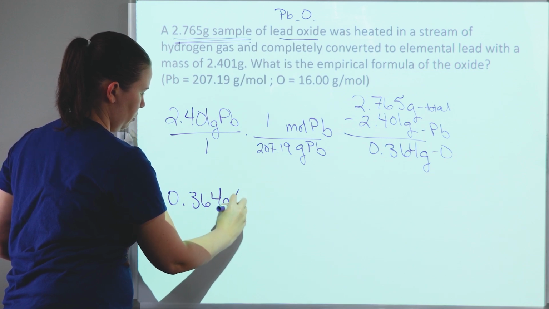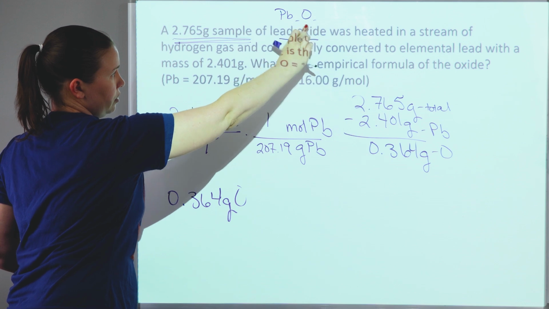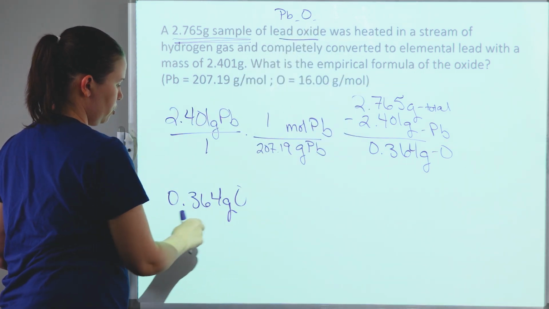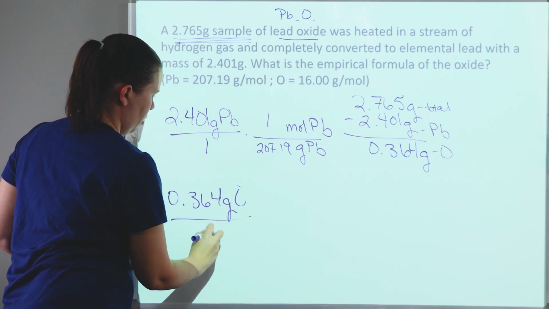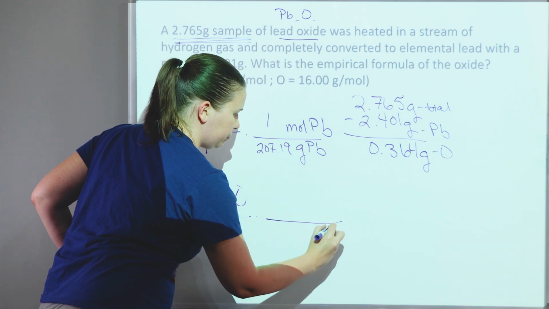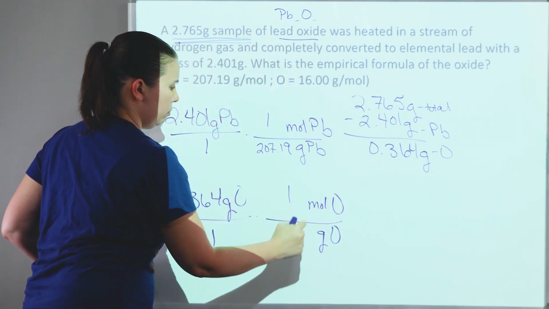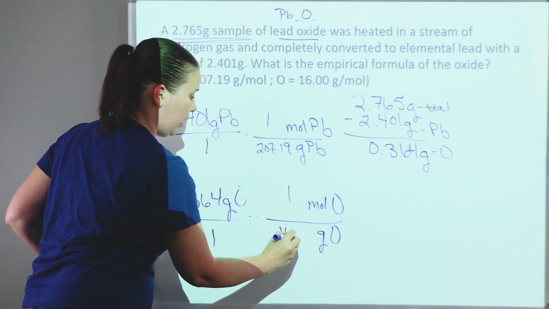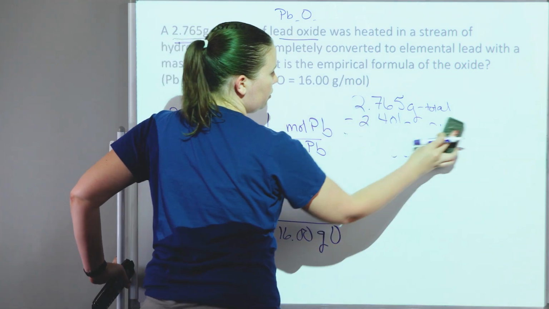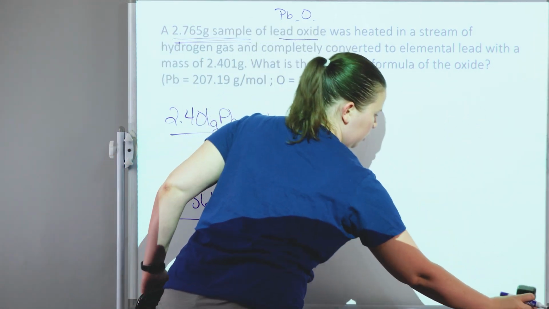I'm going to do the same thing for oxygen. 0.364 grams of oxygen, single atom oxygen as it was in the compound. It doesn't matter the product. I'm looking at how much regular atom oxygen would be in the lead oxide. So then I have grams of oxygen on the bottom, moles of oxygen on top, 1 mole to the molar mass of a single atom of oxygen, which is 16. So now that I have my mole conversion set up, let's make some room here.